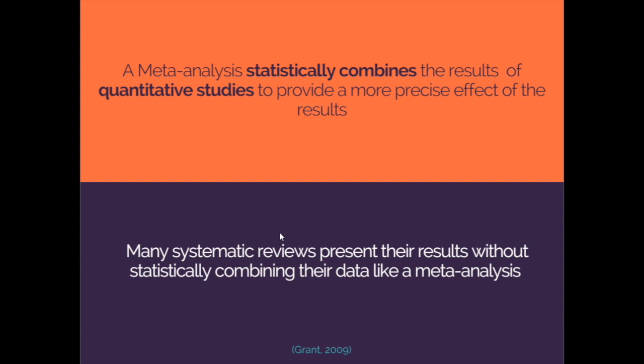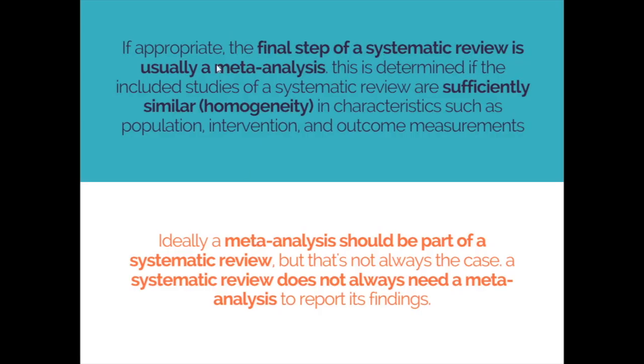And systematic reviews, while they do gather the data from several individual studies and combine those results in a statistical form, it may not be the method that a meta-analysis uses. And the main difference is that a meta-analysis will focus mostly on quantitative studies, and systematic reviews may look at qualitative studies as well. And in systematic reviews, if appropriate, the final step will be a meta-analysis.